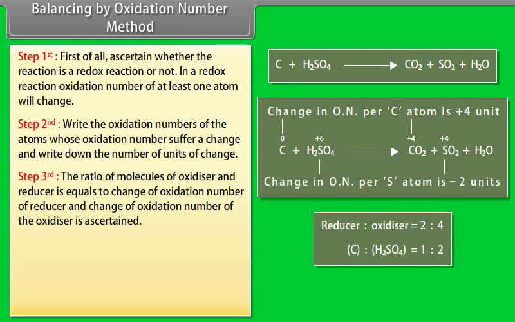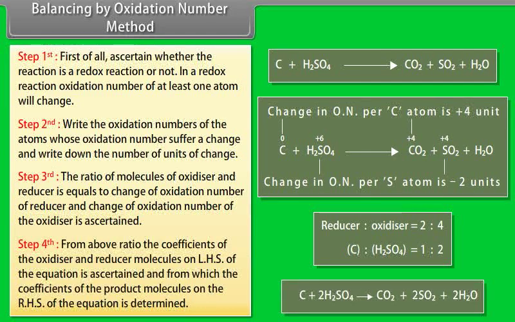Step third. The ratio of molecules of oxidizer and reducer is equal to the change of oxidation number of reducer and change of oxidation number of the oxidizer is ascertained. If the ratio is not a simple one, make it simple. Step fourth. From the above ratio, the coefficient of the oxidizer and reducer molecules on the LHS of the equation is ascertained, and from which the coefficient of the product molecules on the RHS of the equation is determined.